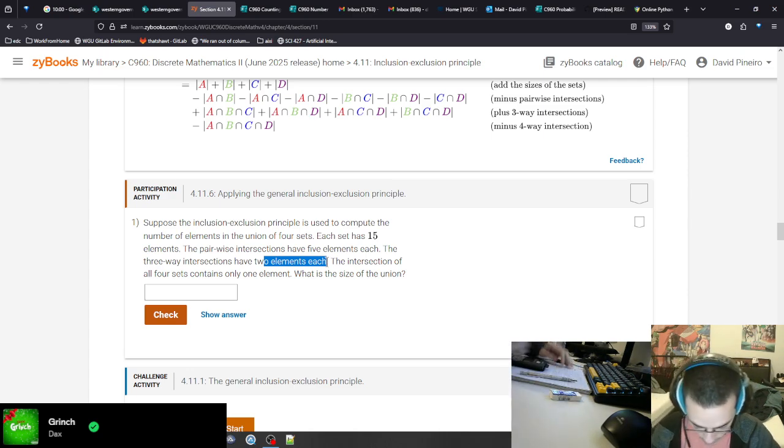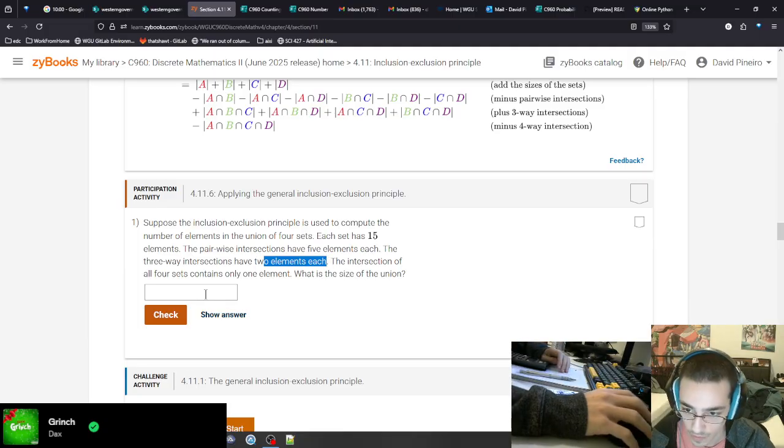Okay, let's use the trusty calculator. So 4 choose 1 times 15, minus 4 choose 2 times 5, plus 4 choose 3 times 2, minus 4 choose 4 times 1. So we got 37.